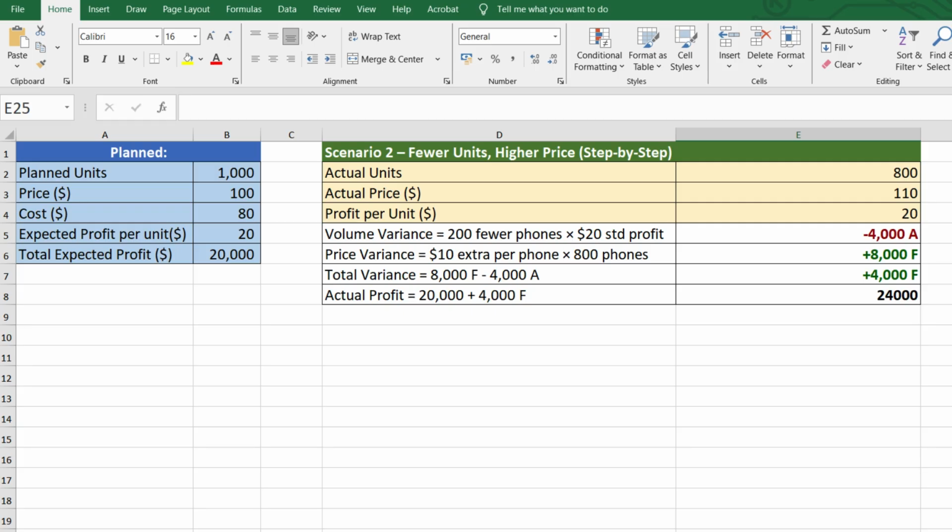Sales price variance: you earned $10 extra per phone times 800 phones equals $8,000 favorable. So, $8,000 from price minus $4,000 from volume equals $4,000 favorable total variance. Your actual profit equals $20,000 plus $4,000 equals $24,000 again. Even though sales fell, the price increase made up for it.